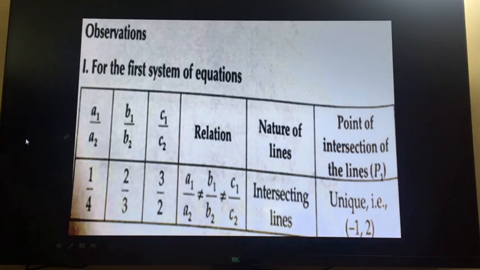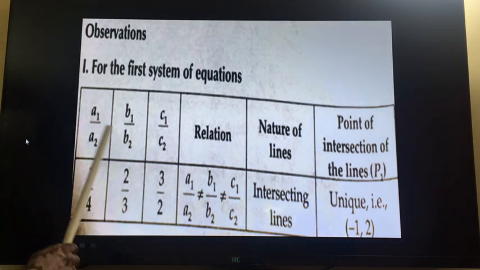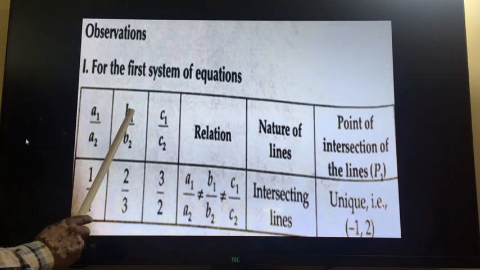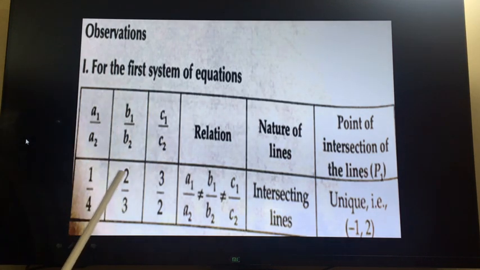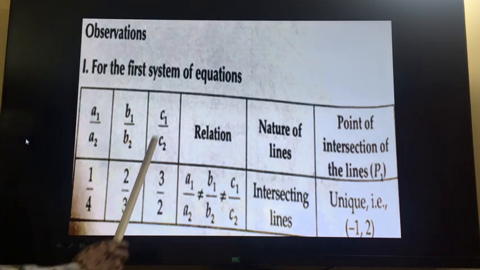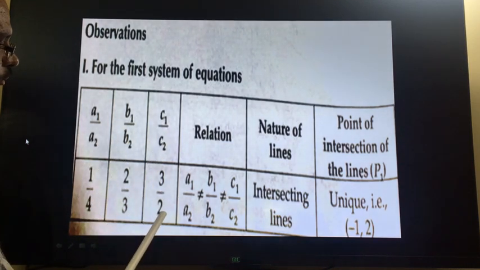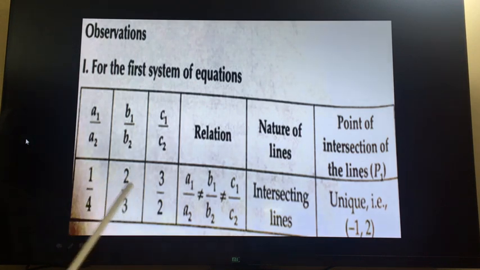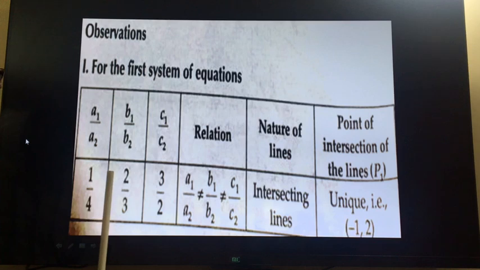After this the next step comes, that is observation. In the observation, in the first case, you have drawn the diagram and you were observing there was one unique solution. So in that case you will find out the value of a1 upon a2, b1 upon b2, c1 upon c2. So a1 upon a2 will be 1 by 4, b1 upon b2 is equal to 2 by 3, c1 upon c2 is equal to 3 by 2. So from this you are observing this is not equal to this and this is not equal to this. So all three are unequal.